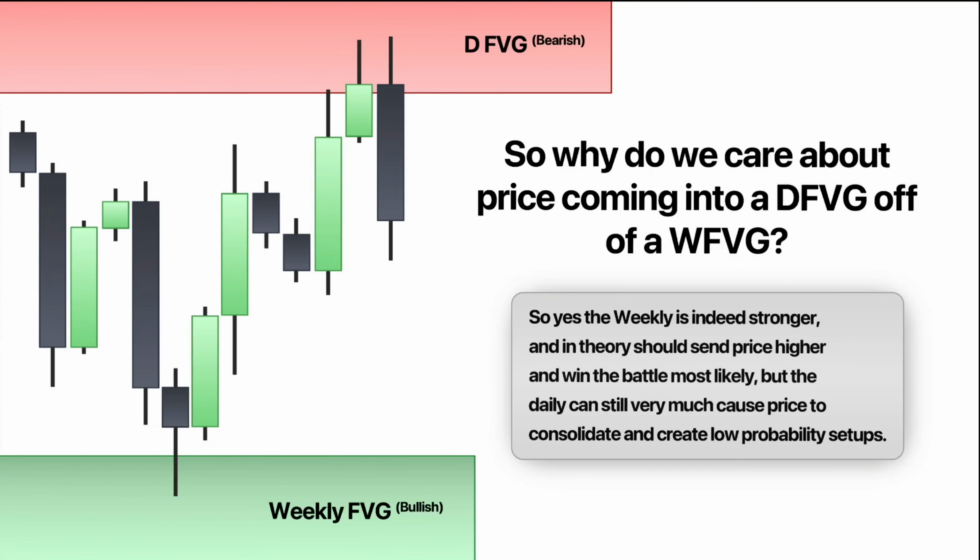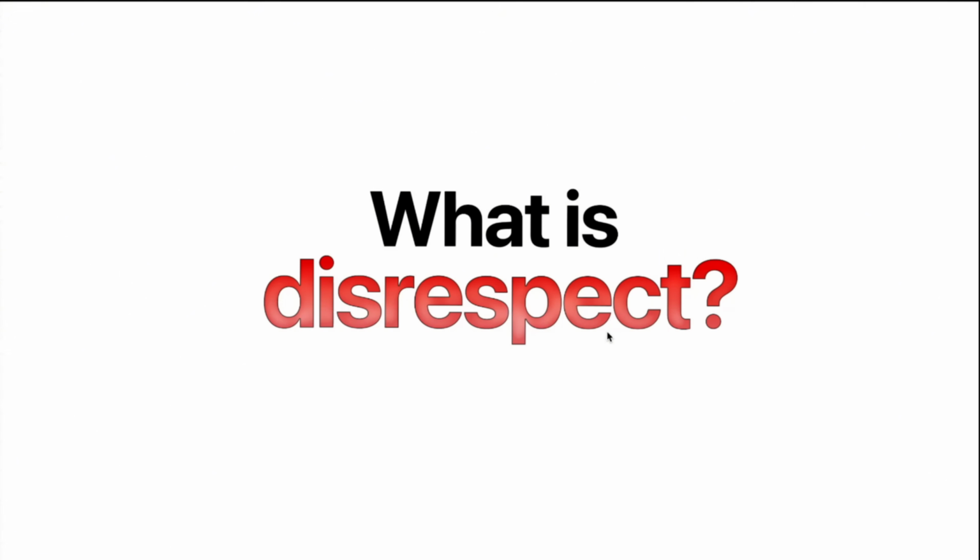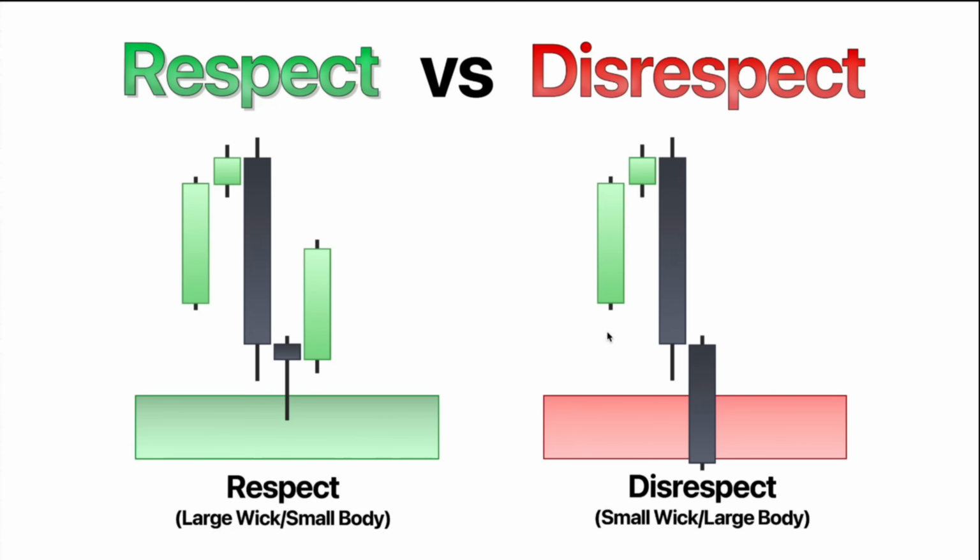At the end of the day, it's still a strong resistance level, so we are better off waiting for it to be disrespected. So what is disrespect and what does that look like? Well, let's revisit candlestick logic. When price respects a PD array, it will typically look like a candle with a large wick with the body failing to close inside. When price disrespects a PD array, it will typically look like a candle with a small wick and a body closure over or through that PD array.